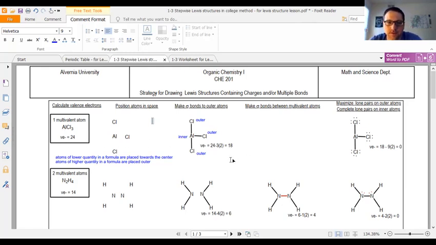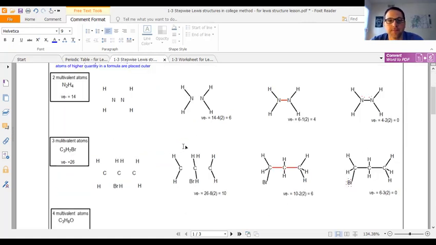I took this opportunity to present to you the fact that when you have a formula AlCl3, the atom of lower quantity, see there's only 1 aluminum against 1, 2, 3 chlorine. So aluminum is not as abundant, right? So the atom of lower abundance is put central, whereas the atoms of higher abundance are put to the periphery, to the edge.